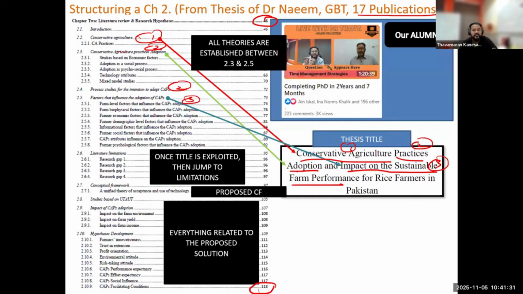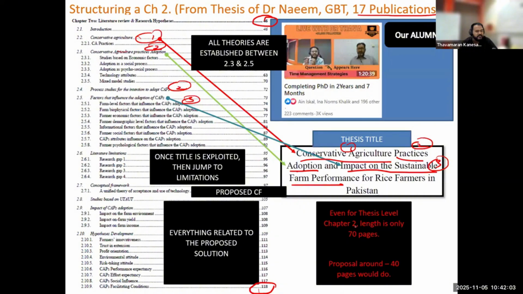All right. So total pages, how many here? Tell me. Dr. Naeem's chapter 2 total pages. Because 76 here. Come on, guys, do the math. Tell me. 72. Okay. All right. So it's 70 plus, just to be on the safe side. So even for thesis level, this chapter 2 length is only around 70 pages, 70 plus and so on.